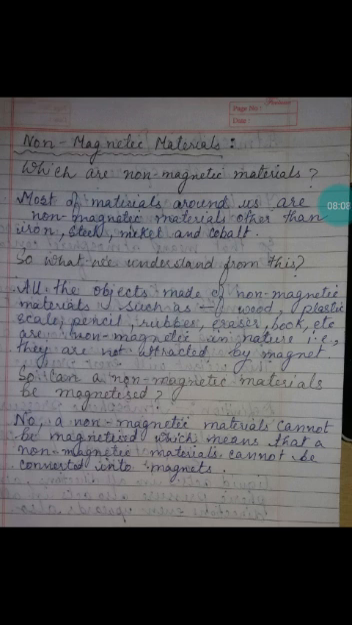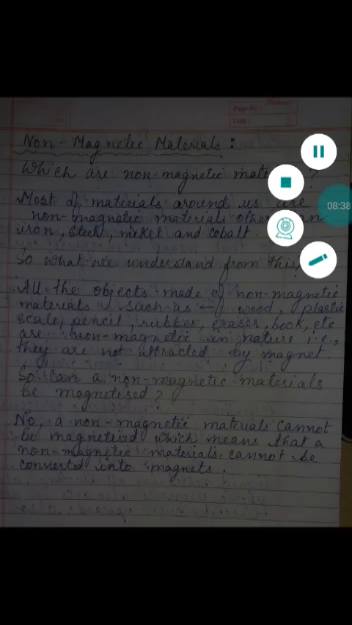So, can non-magnetic materials be magnetized? Our answer is no. Non-magnetic materials cannot be magnetized, which means they cannot be converted into magnets, right? Unlike magnetic materials, which can be converted into magnets, that is, magnetized, non-magnetic materials cannot be converted into magnets. Got it? Understood? Okay.